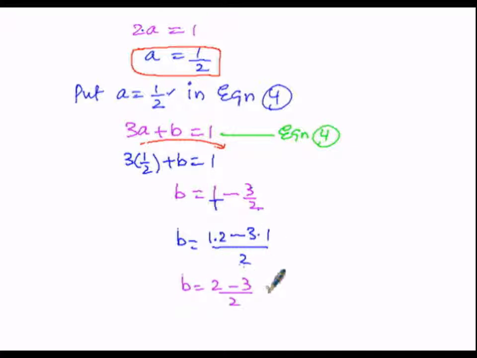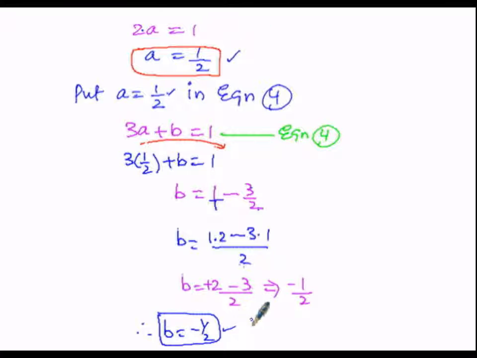The next logic: 3 is negative and 2 is positive, plus into minus is minus, we have to subtract, so 3 minus 2, that is greater minus least, is 1. 3 is greater, its sign is negative, it assumes the sign of negative, therefore b is minus 1 by 2. So in this manner, b value is minus 1 by 2, and we got a as plus 1 by 2 and b as minus 1 by 2.